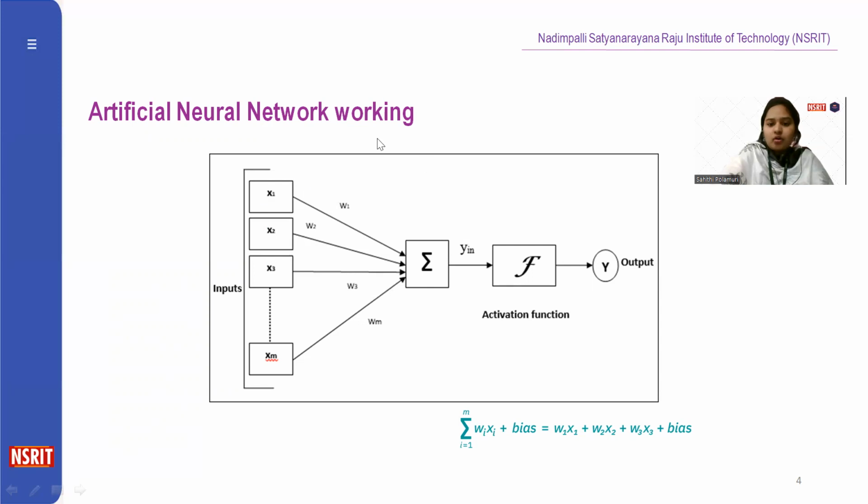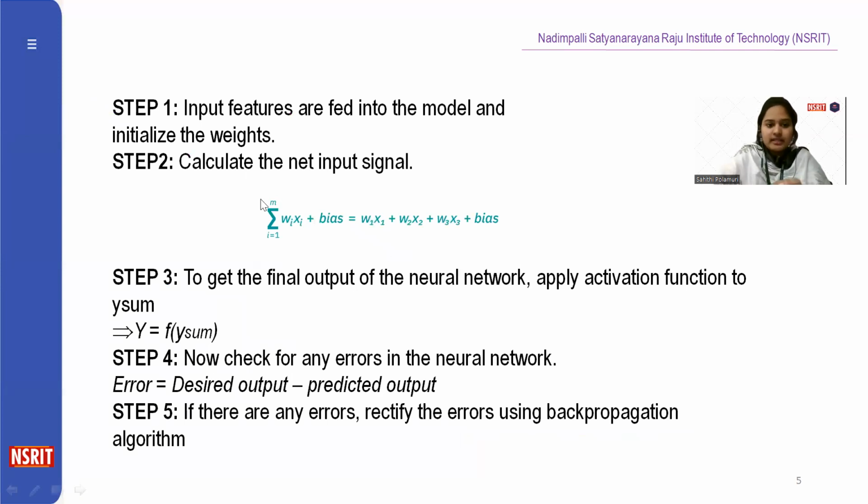After multiplying all of them, we have to aggregate. This is the summing junction. Aggregate means we just have to add all the multiplied signals. That means x1 w1 plus x2 into w2 plus x3 into w3, and so on up to xm into wm. I hope till now everyone has understood. So the second step is we have to calculate net input signal. The formula for that is summation of wi into xi.